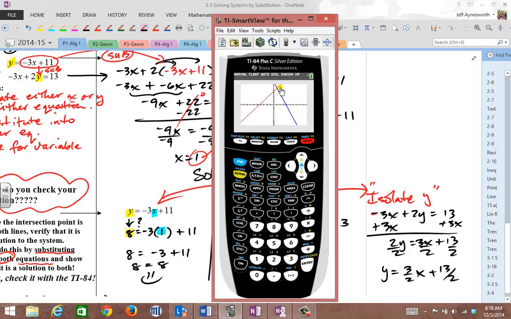Right 1, up 8. Let's find that intersection point. So hit second trace for the calculate. You have to calculate the intersection. Hit number 5 for intersect. And the calculator is going to ask you some questions.